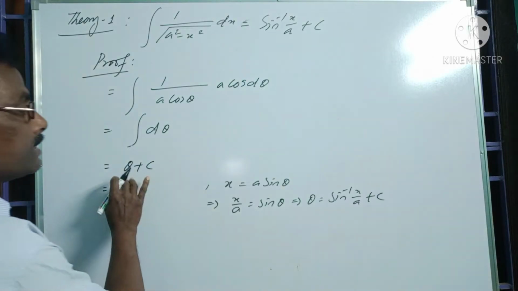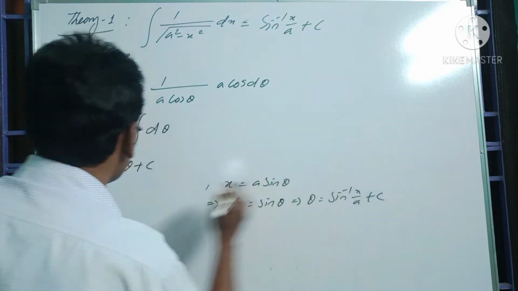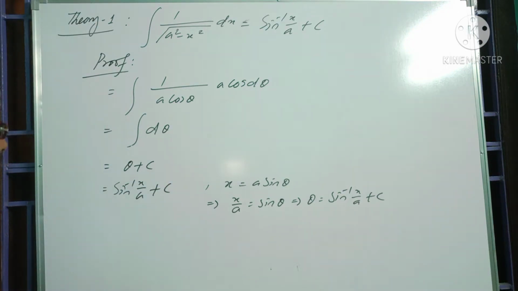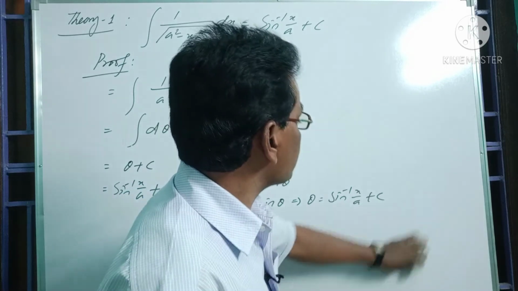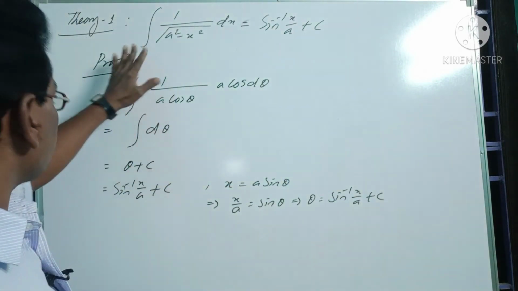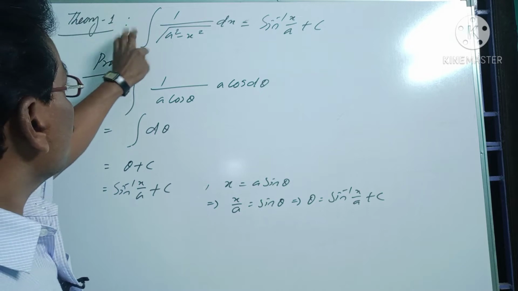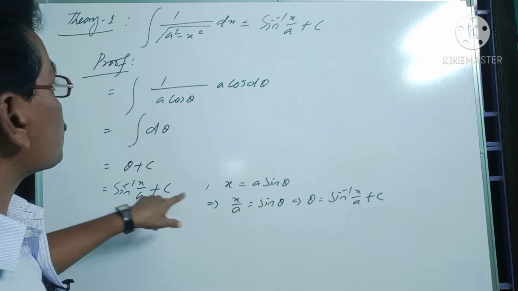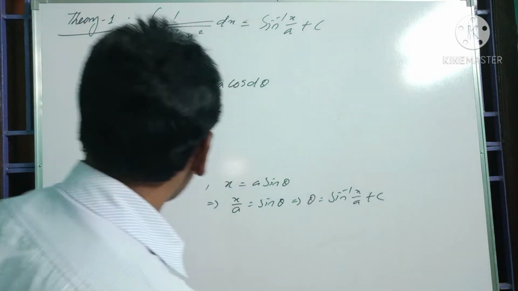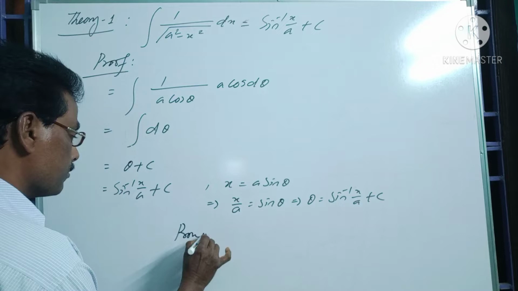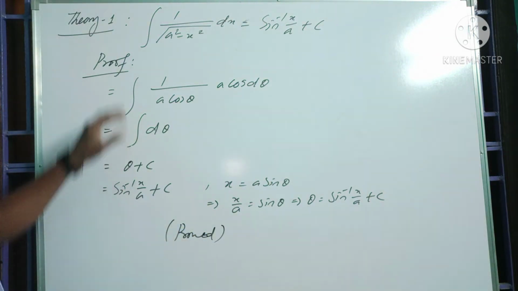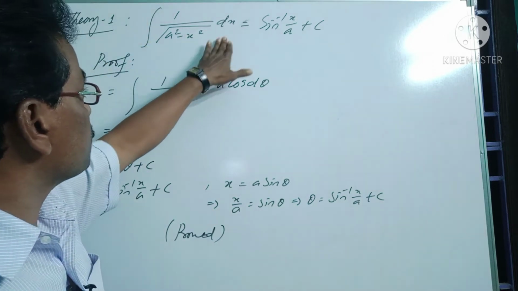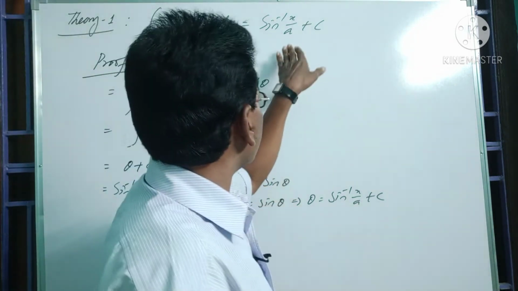So replacing theta, we have sin inverse of x by a plus c. Now in the process of integration, we have completed the result, that is integration of 1 by root of a square minus x square with respect to x is equal to sin inverse x by a plus c, where c is the constant of integration. So we have already proved the result. This is the first theory, that is how to integrate 1 by root of a square minus x square with respect to x, which is equal to sin inverse x by a plus c.